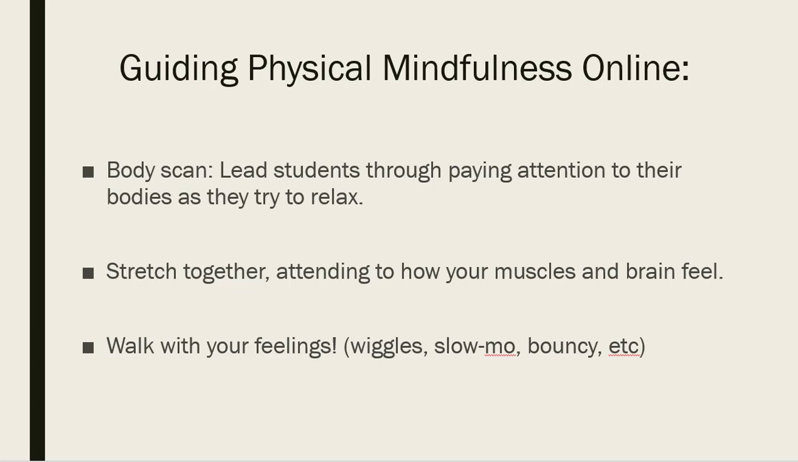So if they're feeling wiggly, they just walk in a quick little circle wiggling. They might walk in slow motion. They might walk bouncy, but this has them attend to their feelings and then physically manifest them so that they can become more aware of kind of their mental state at the moment. That's a really great one for kids, but it's also fun for adults.